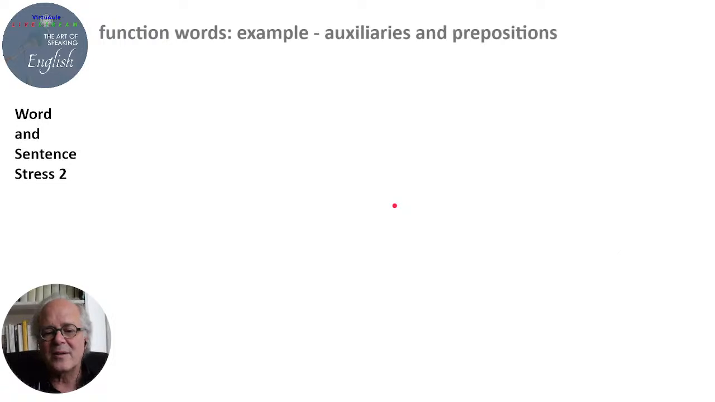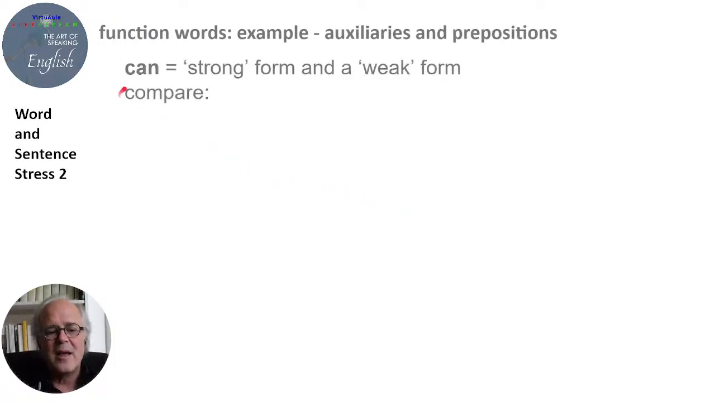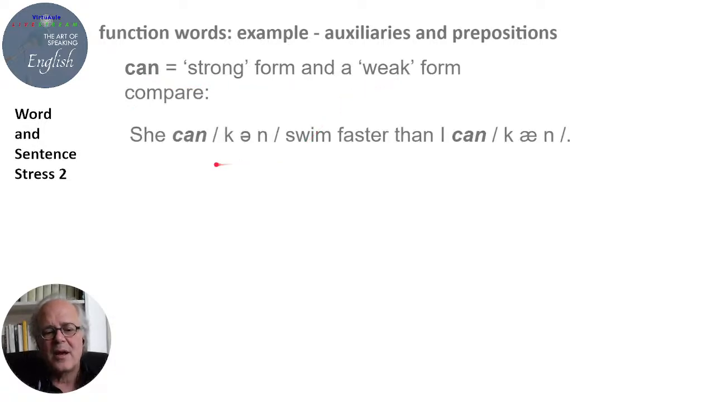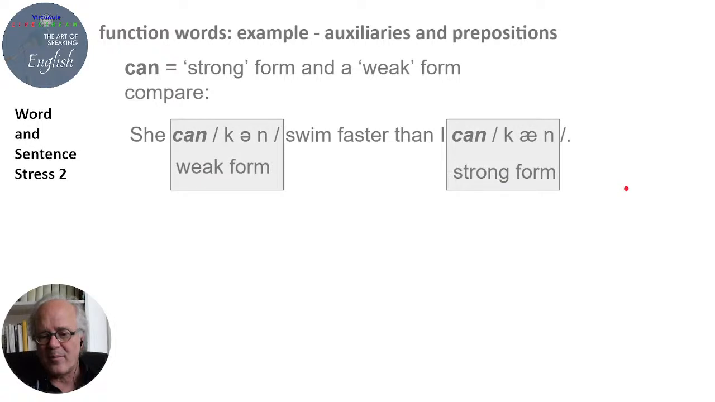For example, we can see some auxiliaries and prepositions. The word can, we have a strong form and a weak form. Let's compare this. She can swim faster than I can. Okay, let me say that more naturally. She can swim faster than I can. You see, you have two different pronunciations of the same word. One is a weak form and one is a strong form. She can swim faster than I can. You see, I'm emphasizing can. I'm giving it the strong or the full form.